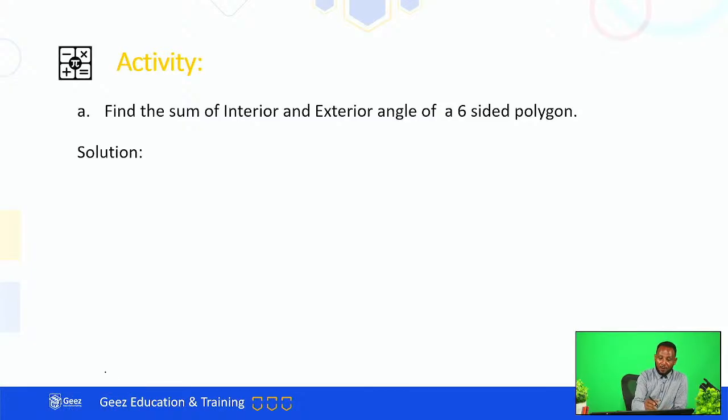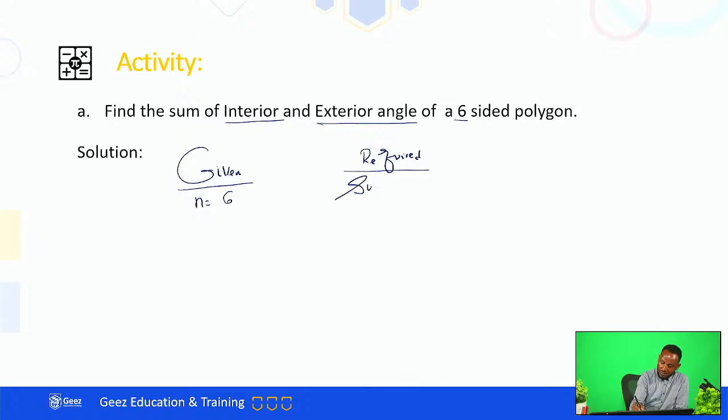How we are going to do this? Find the sum of the interior and exterior angle of a six-sided polygon. So what is given? Number of sides is 6. So required: the sum of exterior and interior.